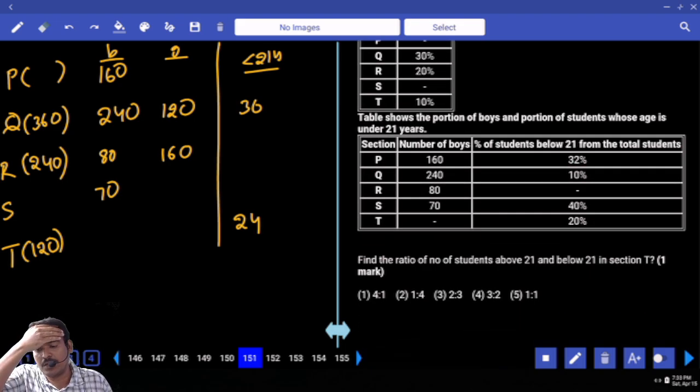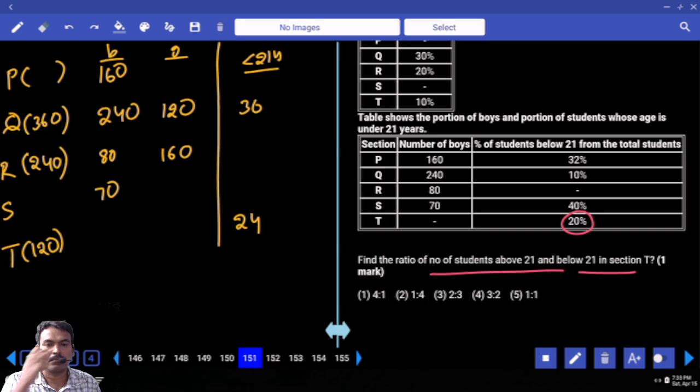Find the ratio of the number of students above 21 years and below 21 years in this section. I think without reading the table, we directly get the answer. Number of students above 21 and below 21 in section T. 20% are which one? Below 21 or not? But your question is above 21 to below 21 or not? 20% are below 21 means above 21 is 80% or not? What is the ratio? 4:1 or not?